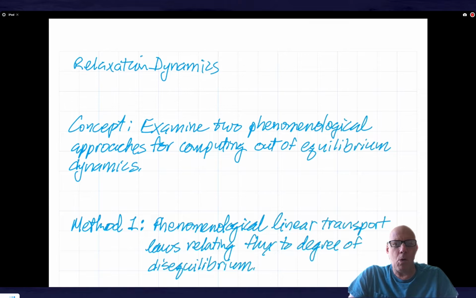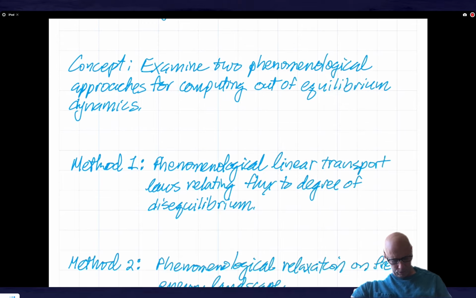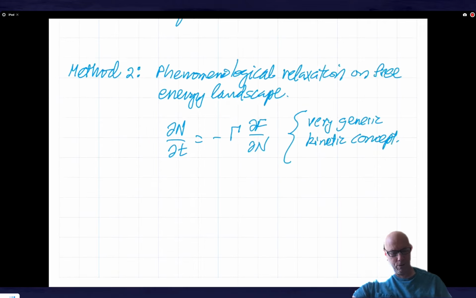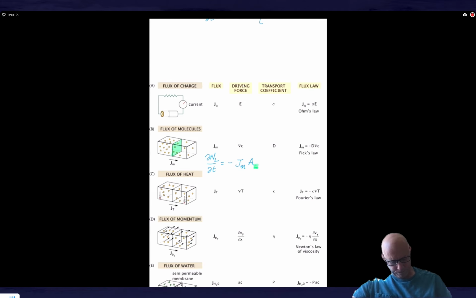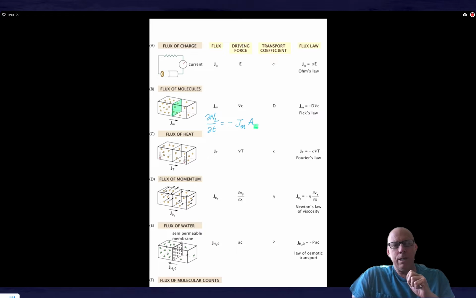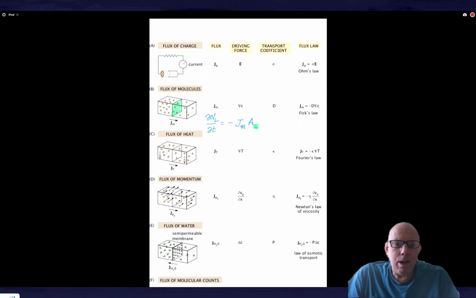We've used it over and over again, and that's the so-called phenomenological linear transport laws relating flux to degree of disequilibrium. And let me just remind you of that. So what I'm showing you here is several different examples. We have used the second one, the flux of molecules, because that's Fick's law. And what it says is that the flux across that area that I've shaded in green here can be used to compute the rate of change in the number of molecules in the left-hand box.